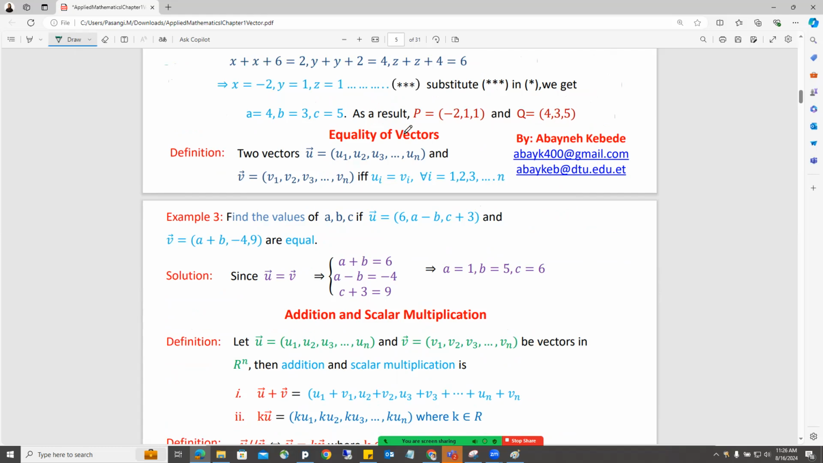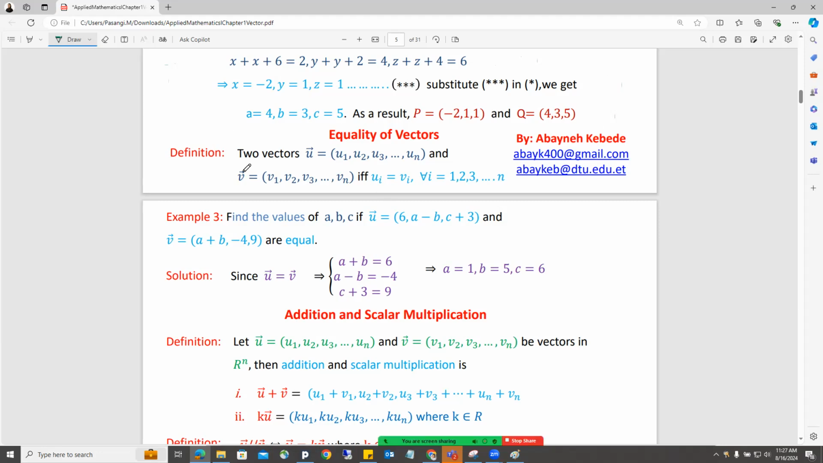So if it's equality of vectors, if two vectors are equal, that means what? When it comes to vectors, we have two things: one is magnitude and the other is direction. So if those two vectors are equal, both the magnitudes and the directions are equal in those two vectors, right? Magnitude equals as well as the direction is also the same.